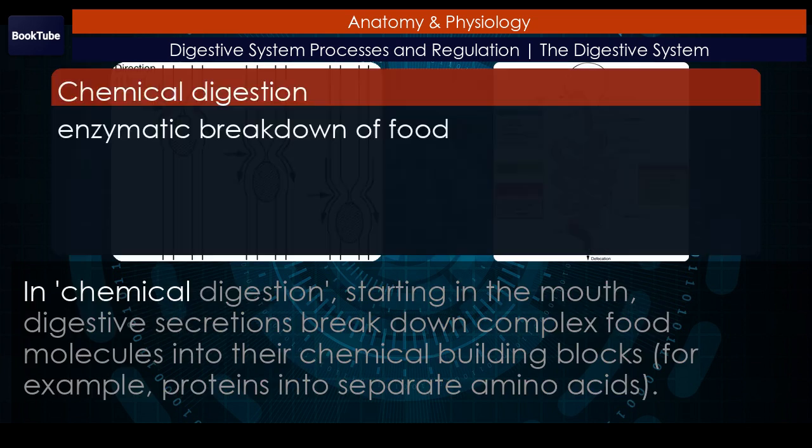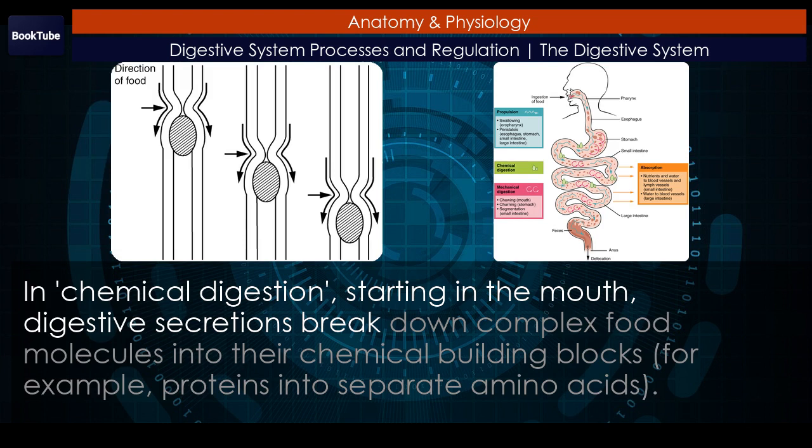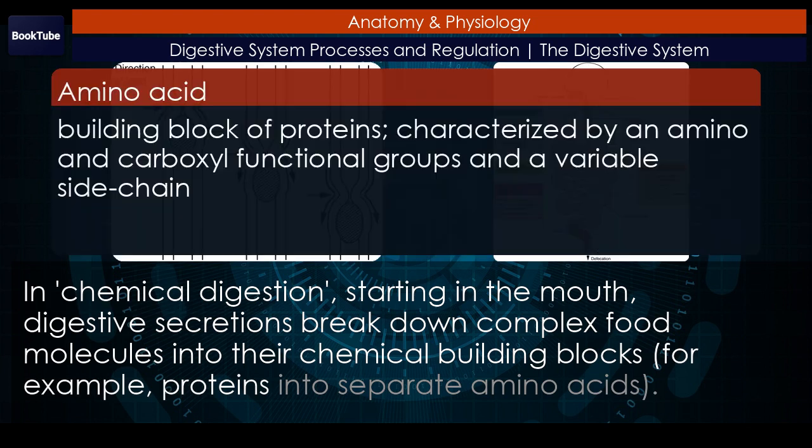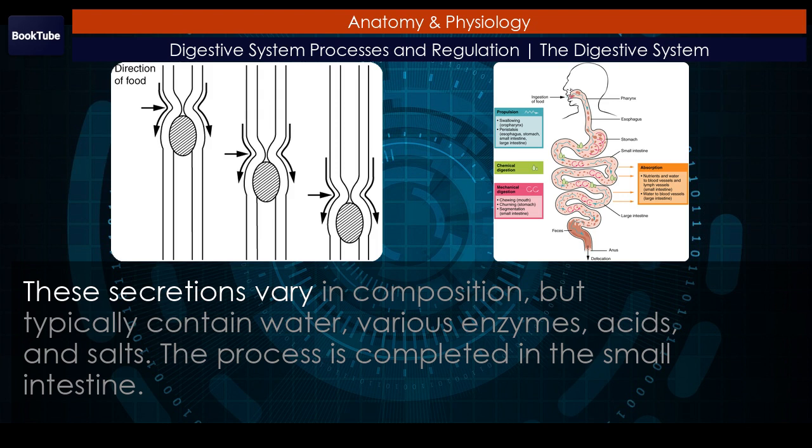In chemical digestion, starting in the mouth, digestive secretions break down complex food molecules into their chemical building blocks. For example, proteins into separate amino acids. These secretions vary in composition, but typically contain water, various enzymes, acids, and salts. The process is completed in the small intestine.